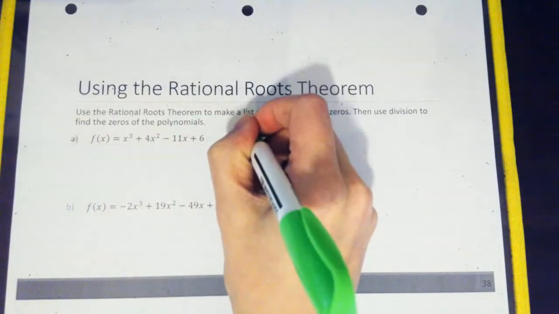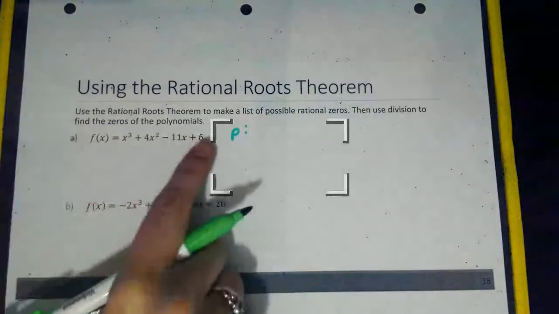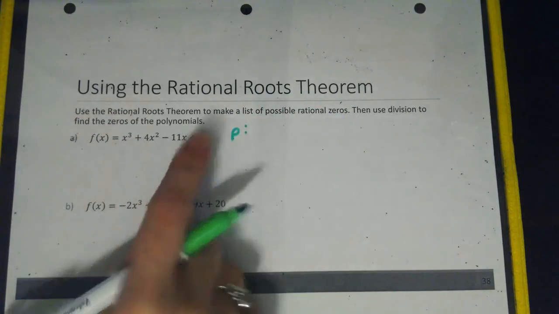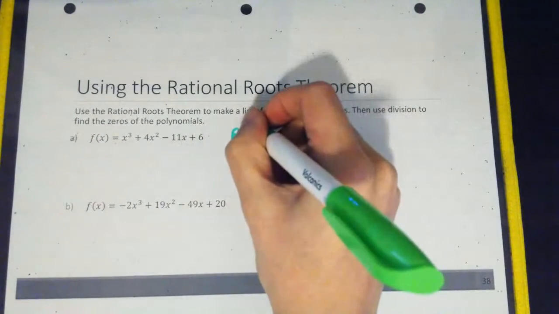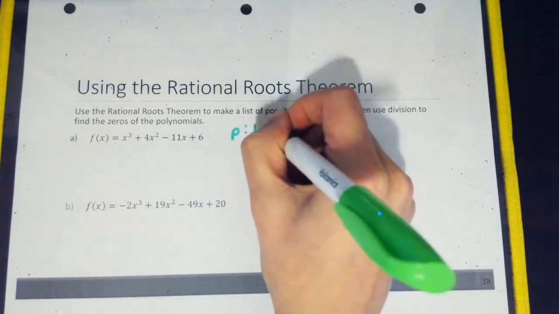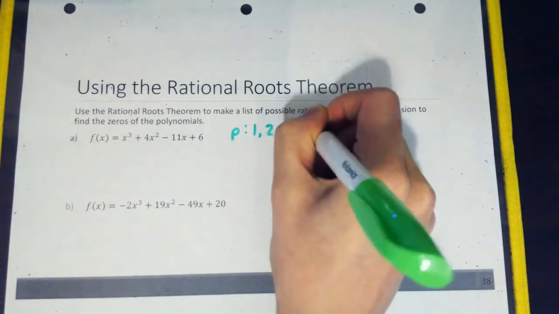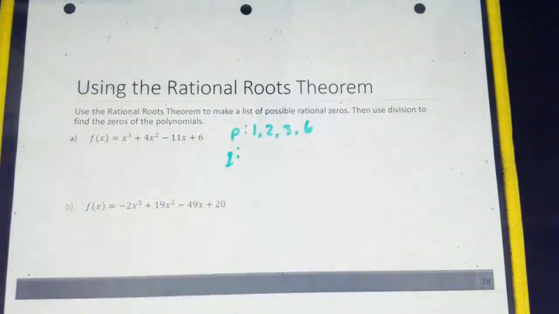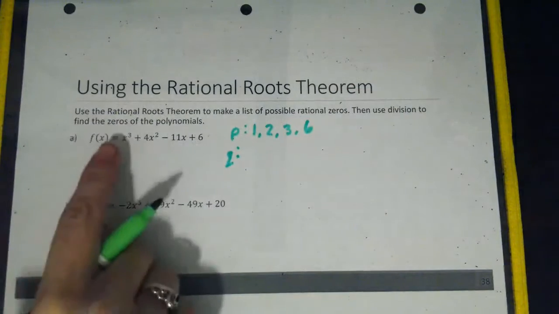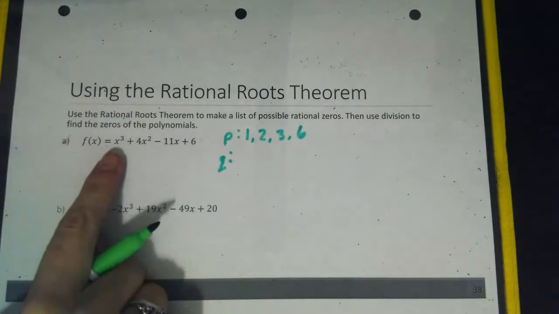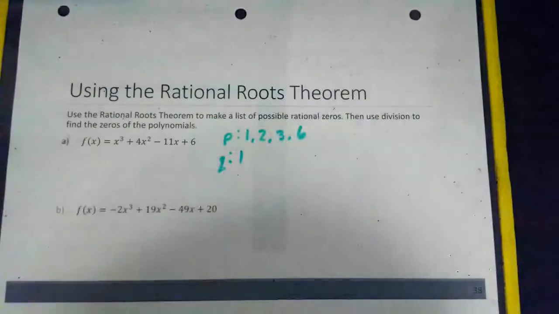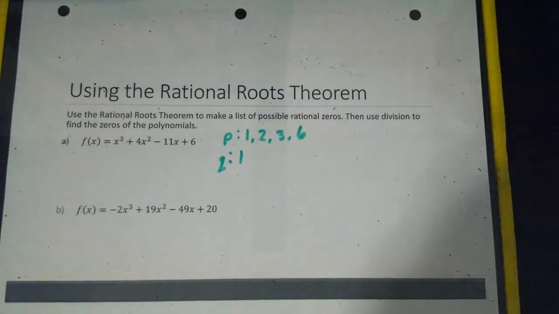So p are all of the factors of our constant term. So the factors of 6. What is 6 divisible by? 1, 2, 3, and 6. Q are the factors of our leading coefficient. So we have x cubed, leading coefficient is 1, so our q values can only be 1.